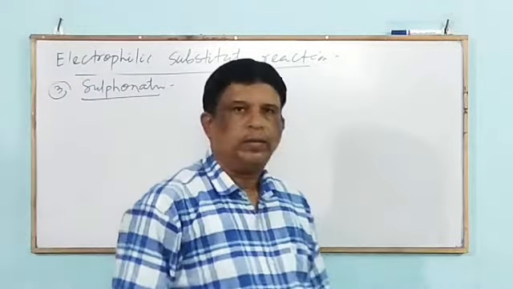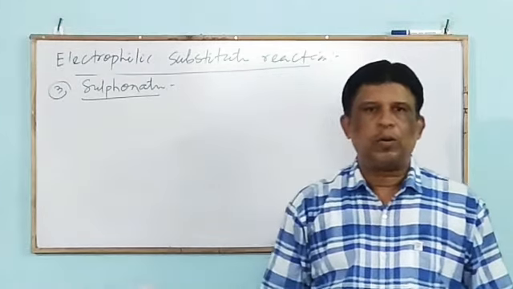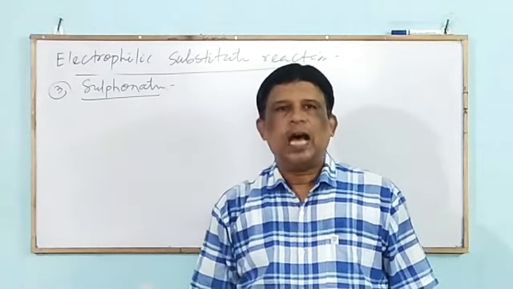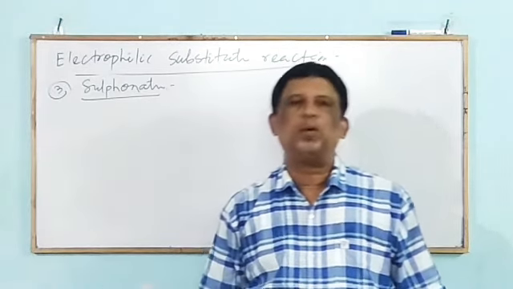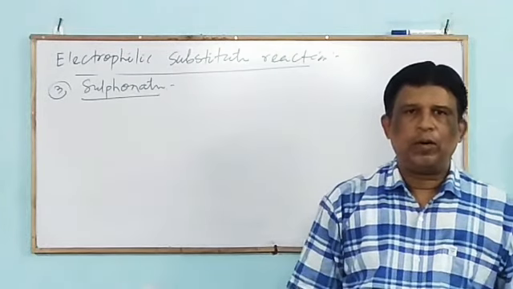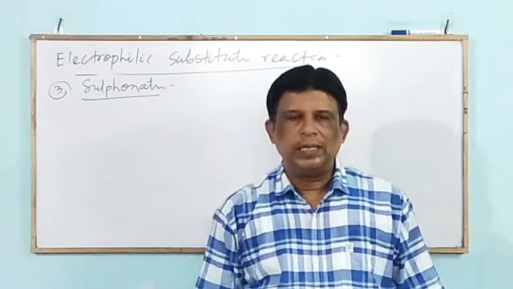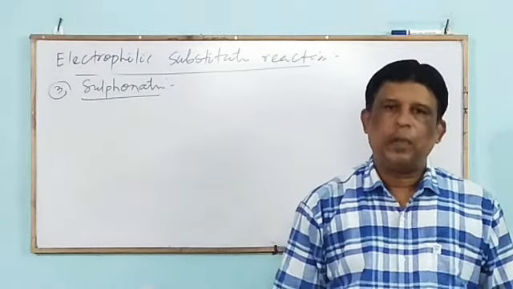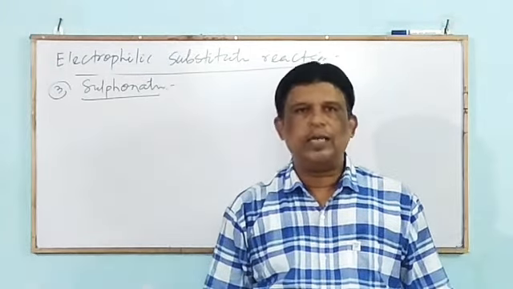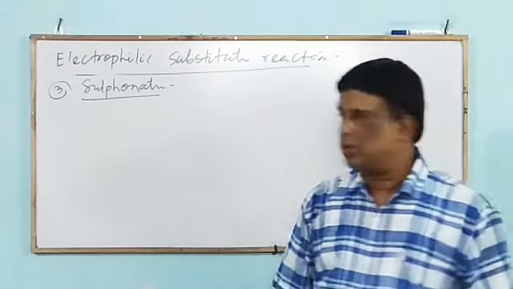When aniline undergoes sulfonation, that is, heated with concentrated sulfuric acid at 455 Kelvin to 475 Kelvin, a product is formed known as para-amino benzene sulfonic acid, or sulfanilic acid. Mark that equation.